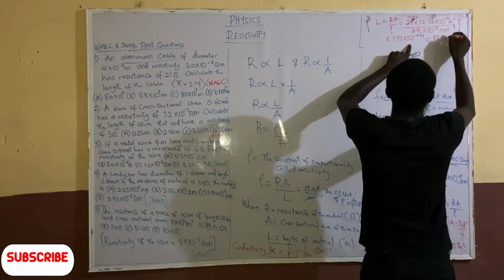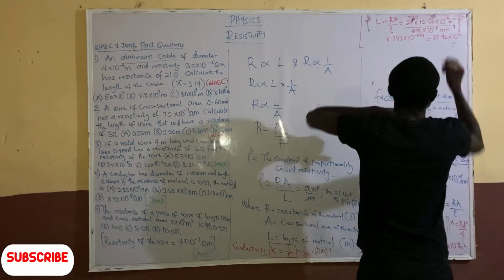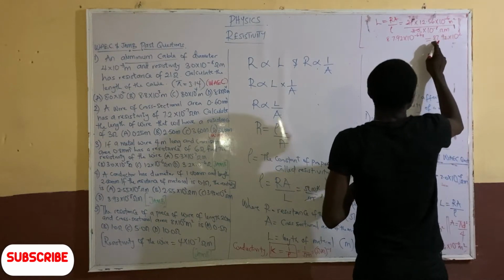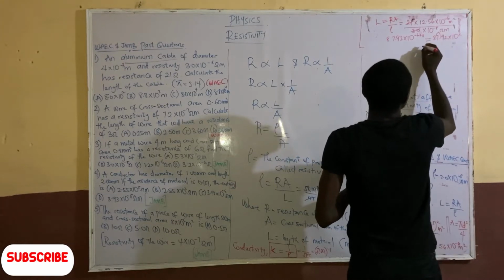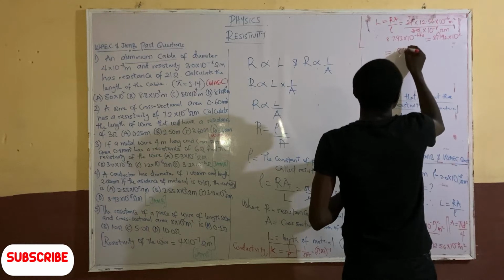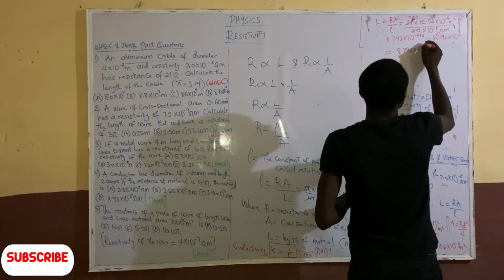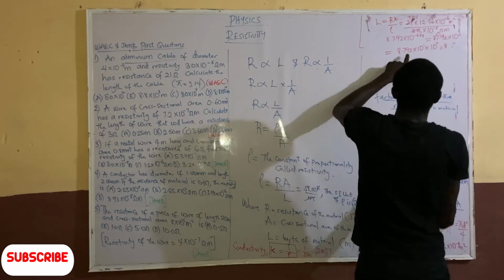7.92 times 10 to the power 2. Now if you move this to standard form, this decimal point will come here. It will now be equal to 8.792 times 10 to the power 1 times 10 to the power 2.